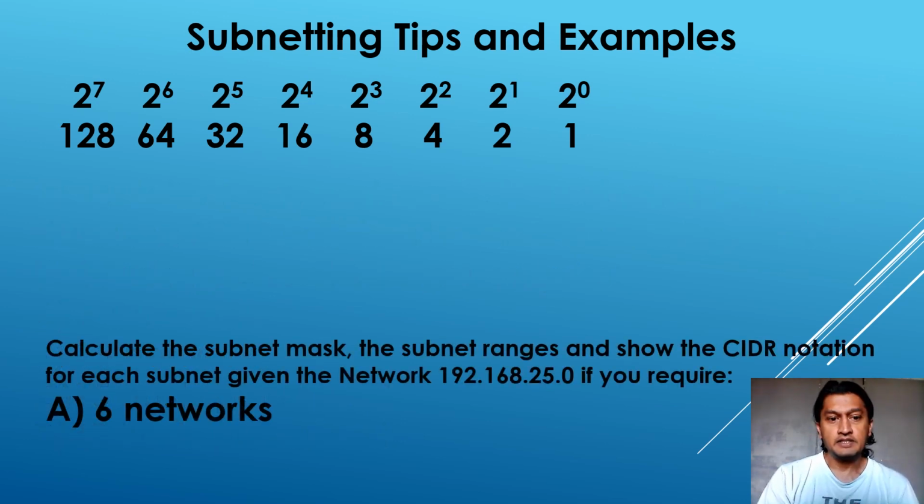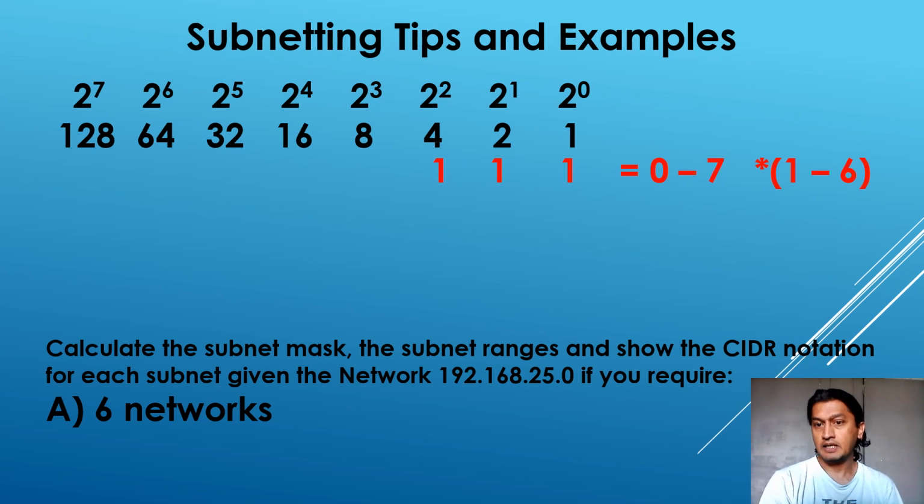Have a look at the first example, 6 networks. Just to refresh you on that question, we're calculating 3 things: the subnet mask, the subnet ranges, and we're going to show CIDR notation. It's a class C, which means the only affected octet is the last octet. So for 6 networks, the first thing I do is figure out how many bits I need to get to 6. And as you can see there, I have 3 bits.